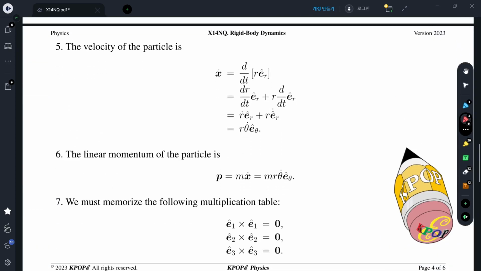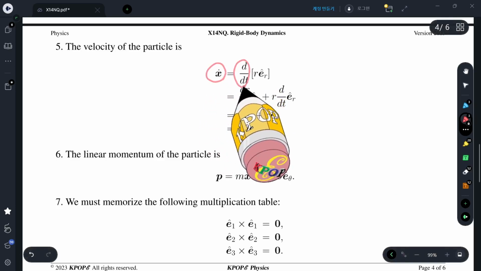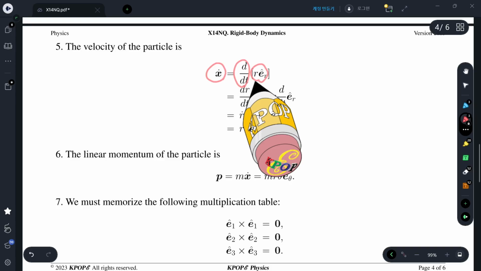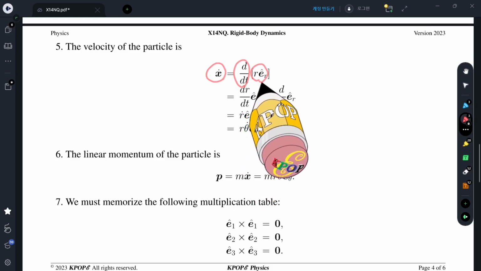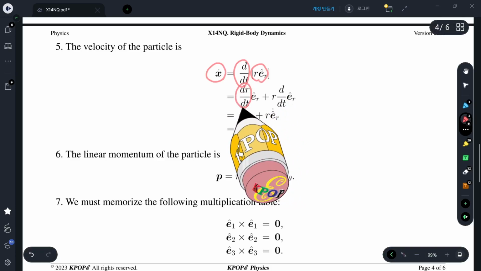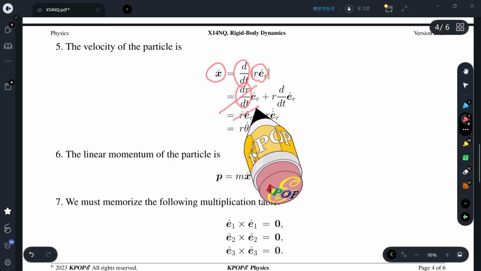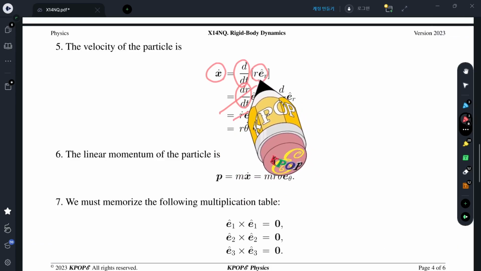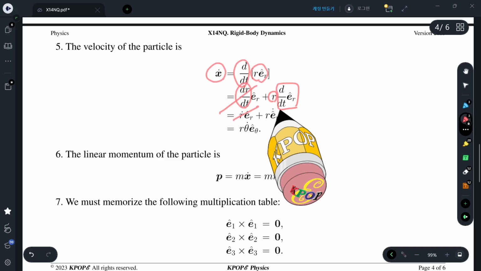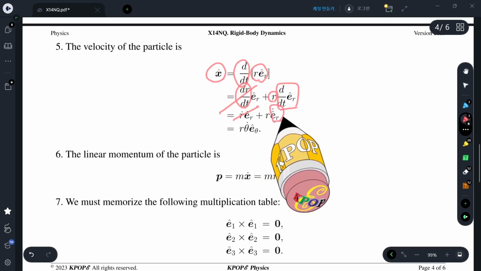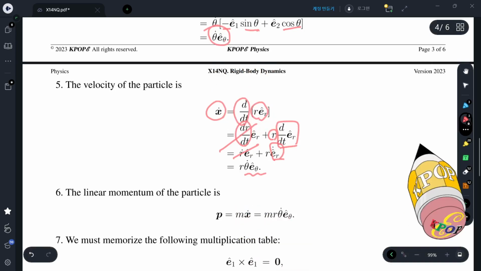Now we are interested in the velocity of the particle. Velocity of the particle is the time derivative of the position vector. The position vector has a constant radius in this case, so the time derivative of the radius vanishes, and this one we ignore. Then r is factored out, and the time derivative of the unit radial vector we have just obtained: theta dot e theta hat.